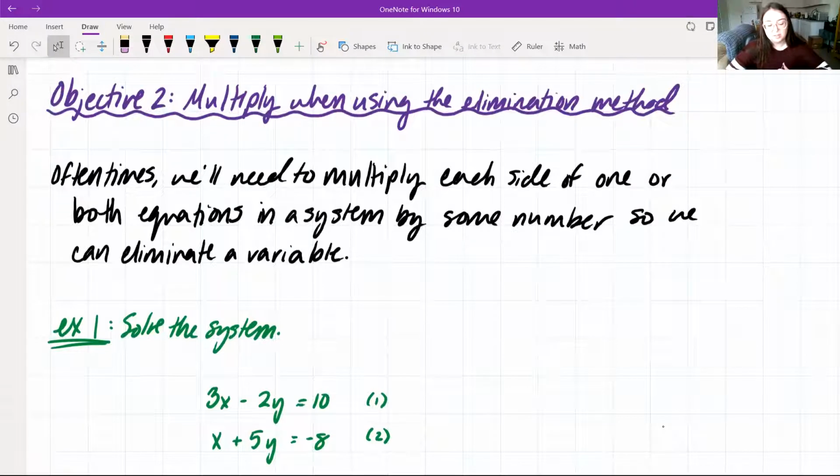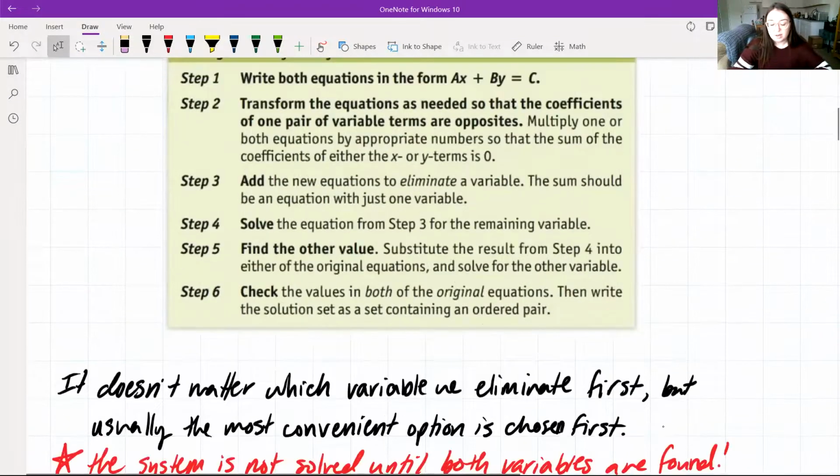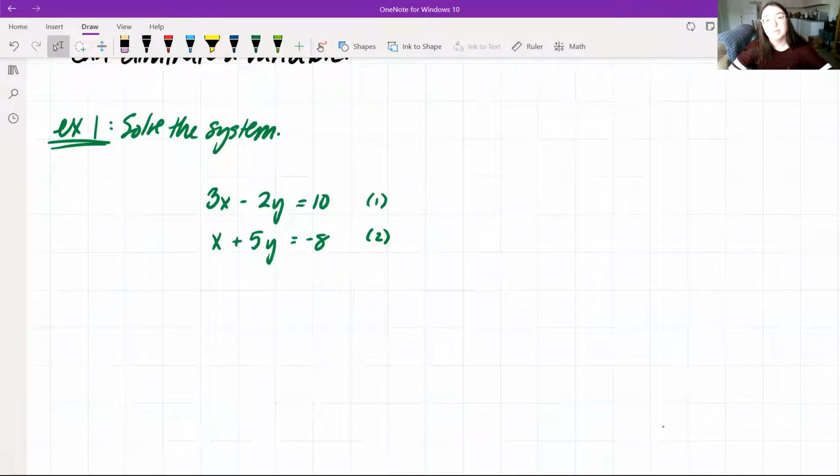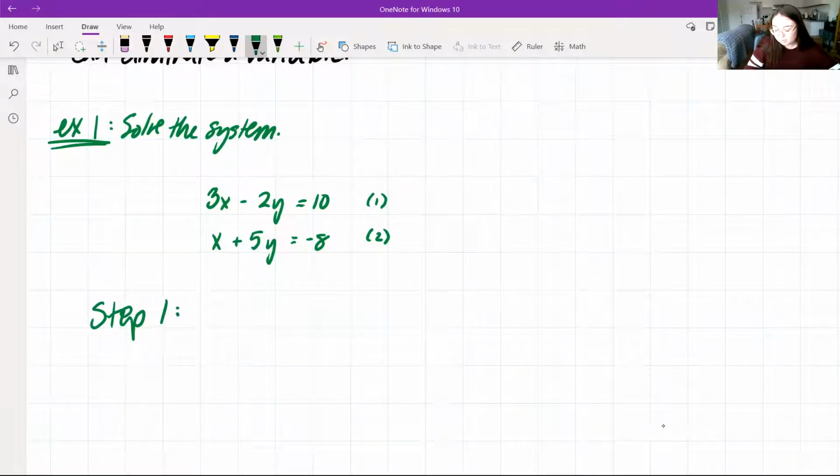So skipping on to objective 2, where we want to multiply when using the elimination method. So oftentimes we'll need to multiply each side of one or both equations in a system by some number so we can eliminate a variable. This is already detailed in step 2, but now we're going to work with a problem where we'll need to do this. So for example 1, we just want to solve the system using elimination. We see that our equations are 3x minus 2y is equal to 10 and x plus 5y is equal to -8. So remember, step 1 was just that we needed to write them both in standard form, which we don't need to do since they already are.